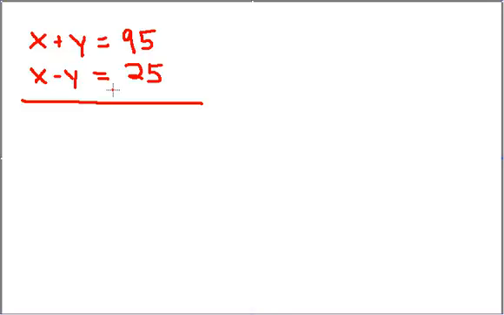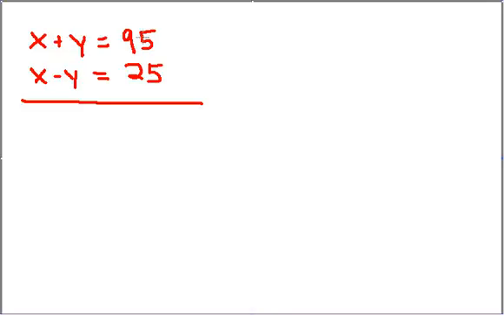So the question is, if I wanted to add these two equations together, would I have to add a 25 to the left-hand side and then a 25 to the right-hand side? Well, that would be accurate. It would be one method of doing it. However, it's not going to get us any closer to what our goal is here.